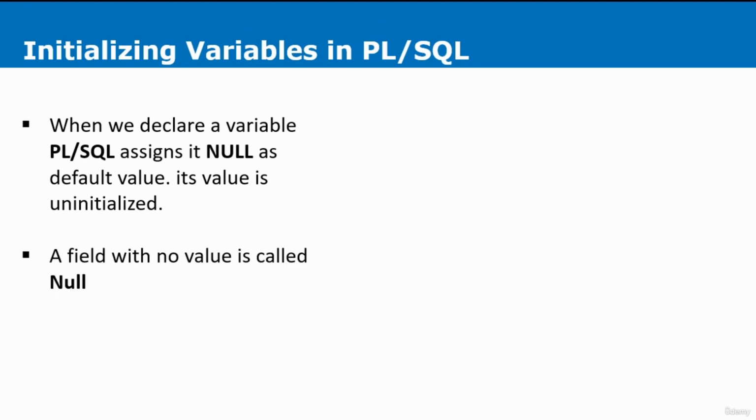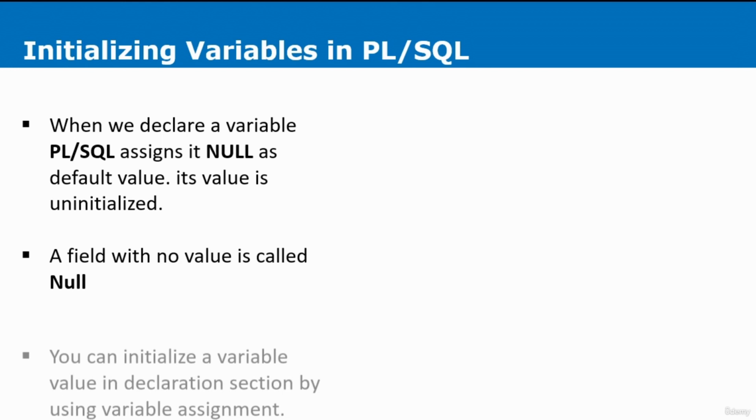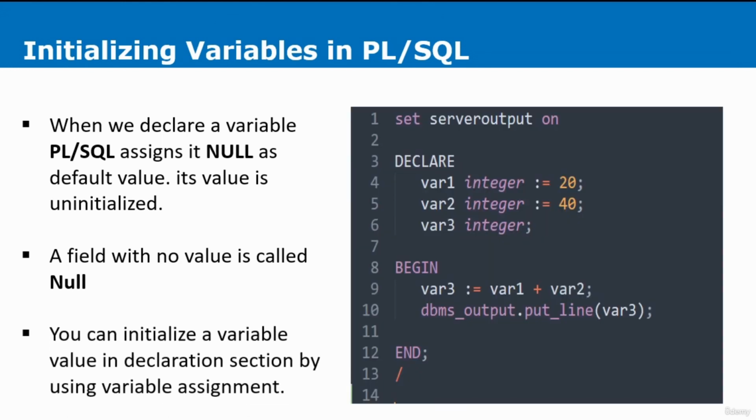You can initialize a variable value in the declaration section by using a variable assignment. On the illustration on the right, I have a sample variable declaration. So in the declaration section, I have declared 3 variables.